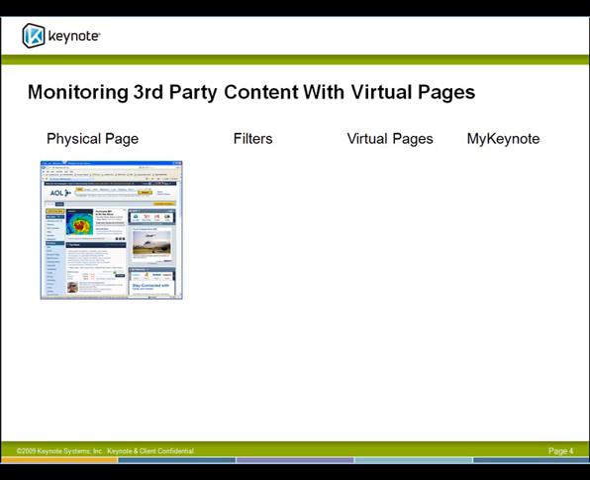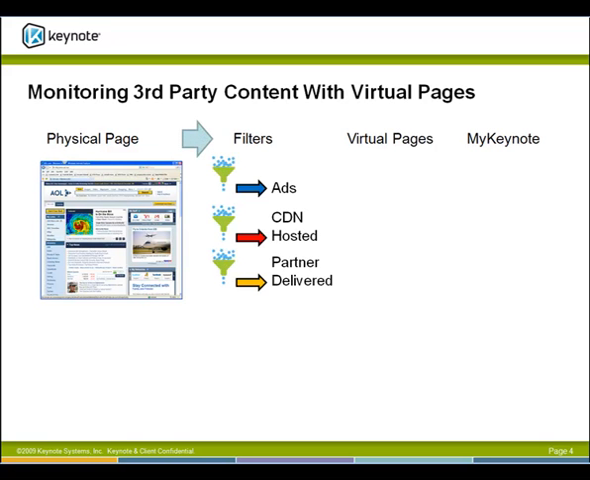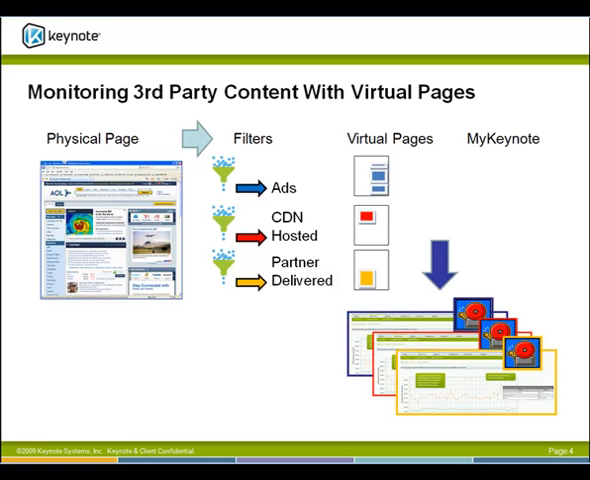The other big feature in this release is the ability to monitor third-party content with virtual pages. Today's pages contain content that comes from a lot of different sources. There's your physical page, which has all those sources combined. With KITE 3.0, we give you the ability to create filters, which can focus on the content that matters most to you. Let's say you're concerned with ads, CDN-hosted content, and partner-delivered content. You can create filters, which in turn create virtual pages. Those virtual pages can then be reported on, they can be trended, alarms can be set. It gives you the focus you need on the exact contents that matter.